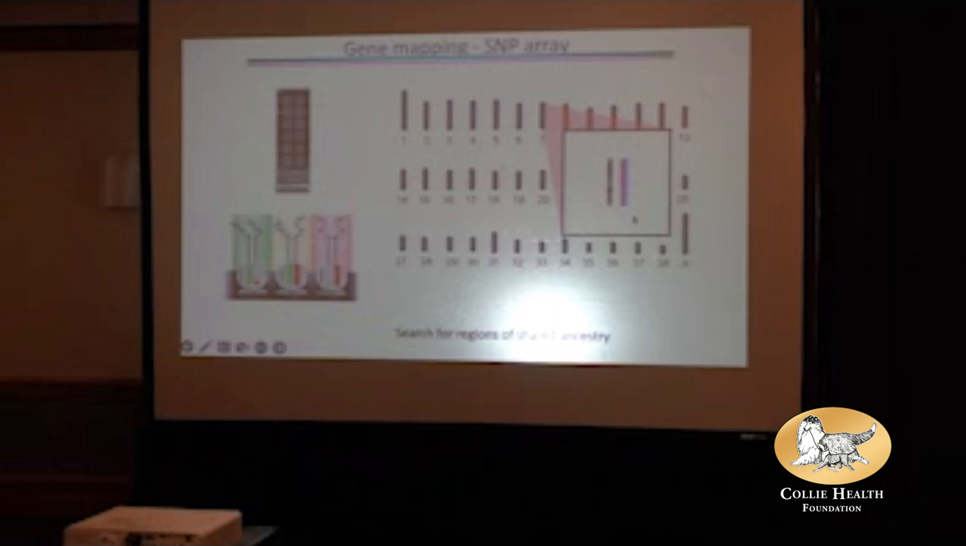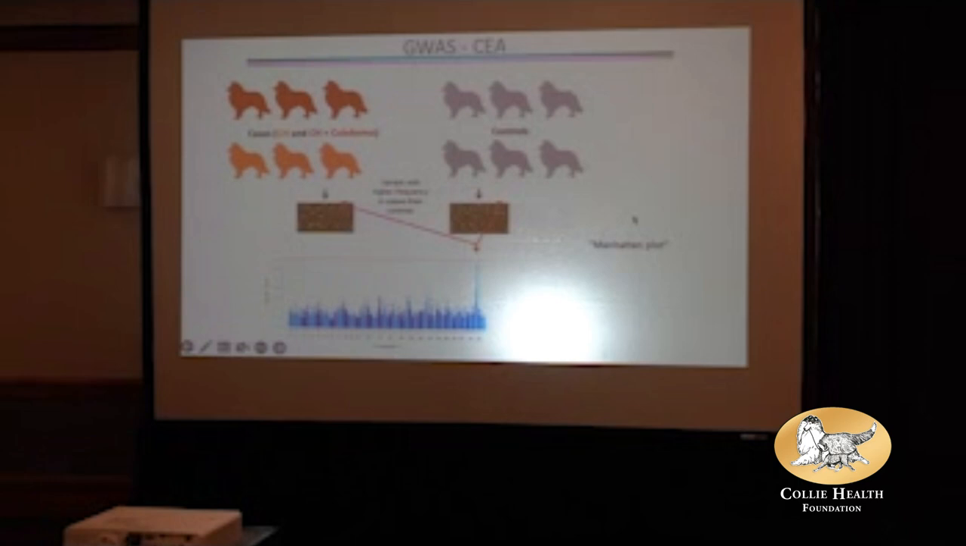Nonetheless, probably the most powerful method for genetic mapping is the GWAS, the genome-wide association. How does it work? A number of cases is selected and a number of controls from the population. And then these genotyped dogs are compared, the two groups one against the other. And each marker for each position within the chromosome is analyzed by software, and the markers that are the most frequent in the cases and not in the controls are considered the most associated.